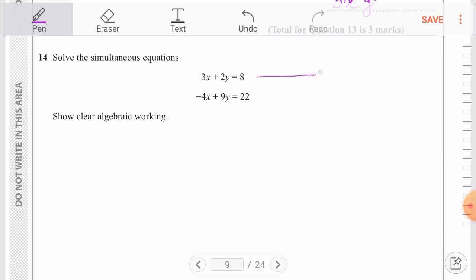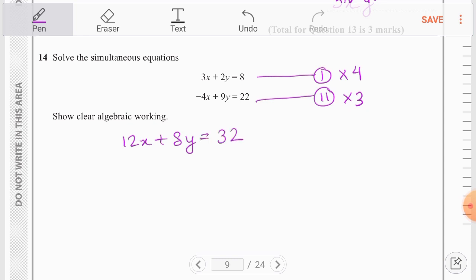Let me say this is equation 1 and this is equation 2. I'm going to use the elimination method, so I would multiply equation 1 by 4 and equation 2 by 3. That would give me two different equations: equation 1 would be 12x plus 8y equals 32, and equation 2 would be minus 12x plus 27y equals 66.